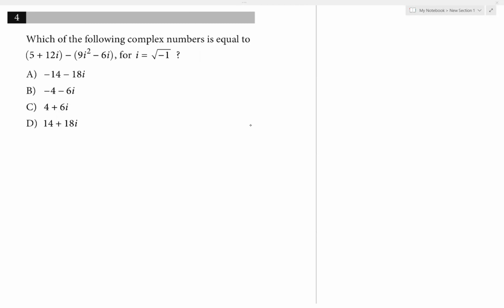All right, number 4. Which of the following complex numbers is equal to 5 plus 12i minus 9i squared minus 6i for i equal to square root of negative 1? Okay, so here we're dealing with complex numbers.